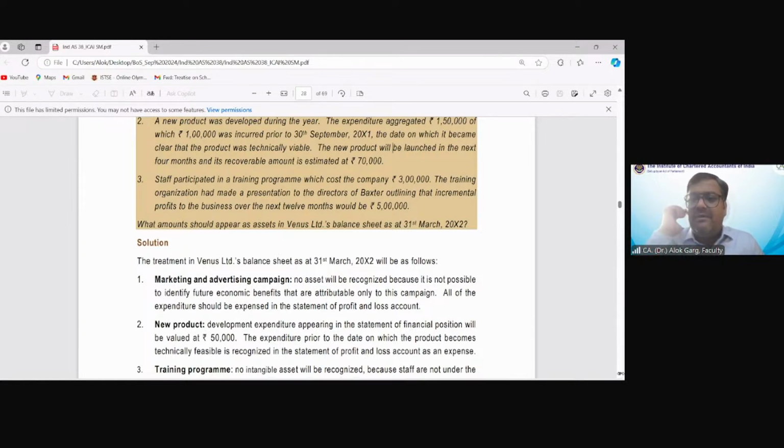आपको पता है ना पीपीई में भी वर्क इन प्रोग्रेस होता है ना? Have you seen CWIP? Capital work in progress in the balance sheets? Yes, sir. So likewise, intangible asset also has a CWIP, which is known as an intangible asset under development. Okay. So second part is clear.